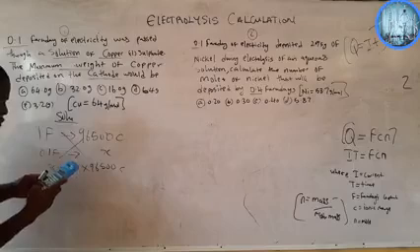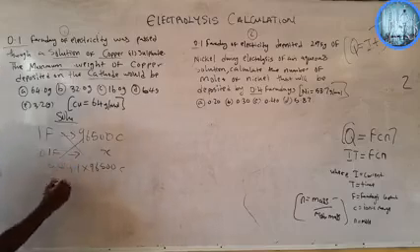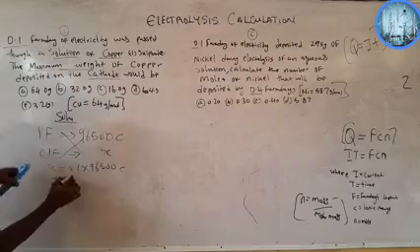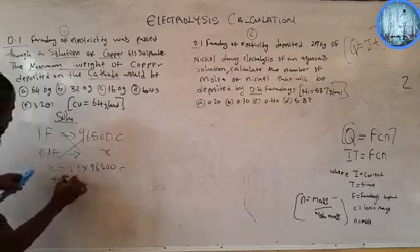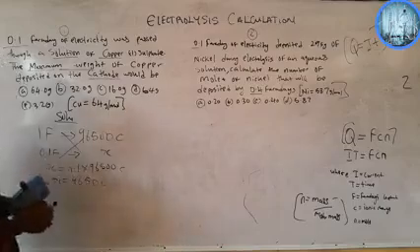96,500. This will be equivalent to what now? At this particular point, we call it X here, which is representing the quantity of electricity in coulombs. So now it equals 9,650 coulombs. Okay?